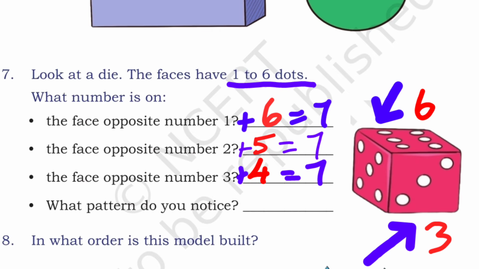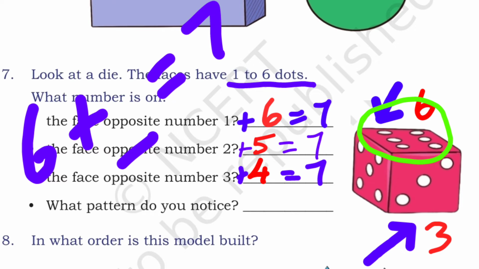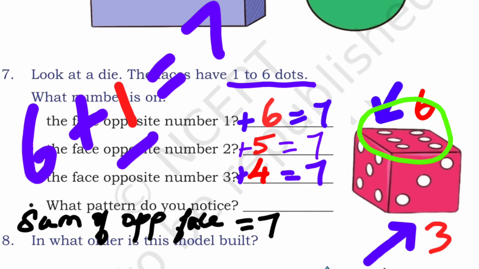For example, here see the top face. It's 6. Can you find what is there in the bottom, which is the opposite of 6? What number if we add to 6, we will get 7? 6 plus 1 is equal to 7. What pattern did you notice? The pattern is the sum of opposite faces is equal to 7.